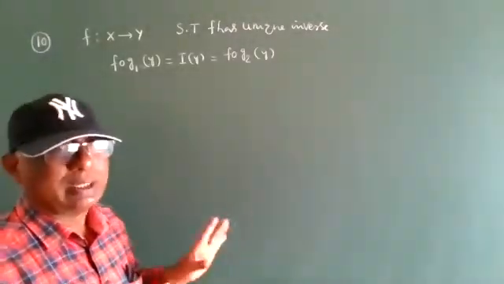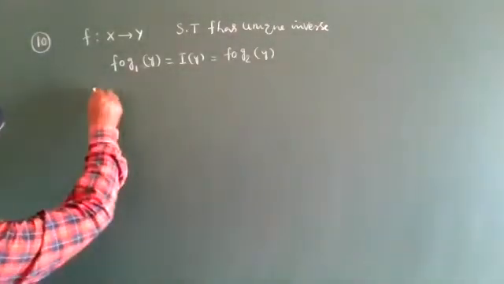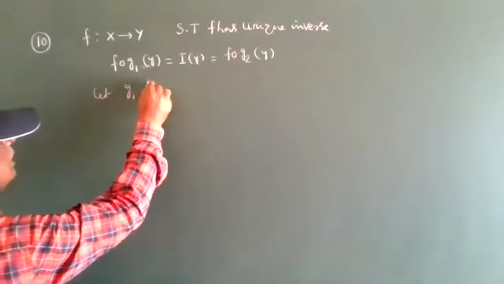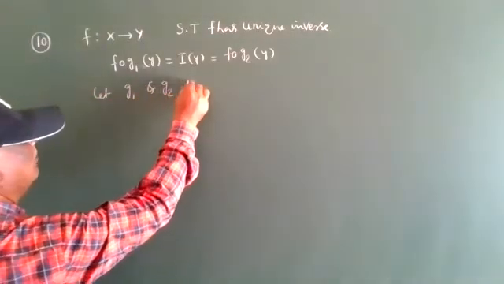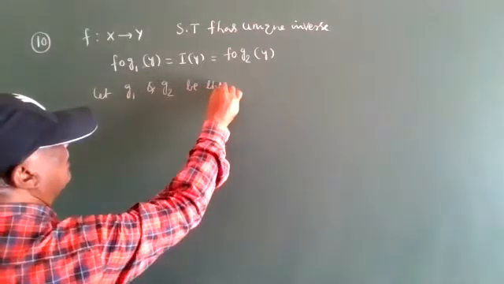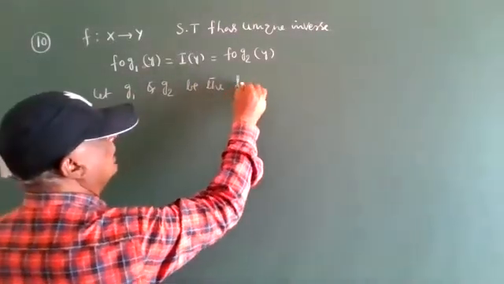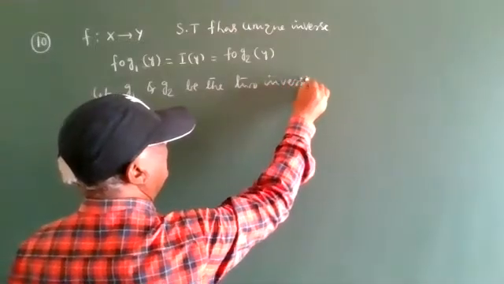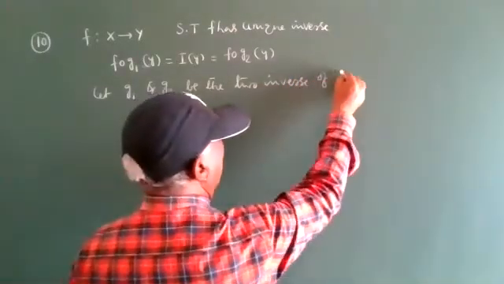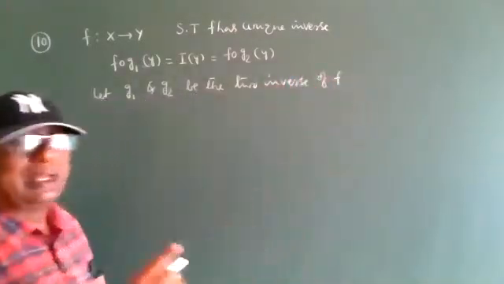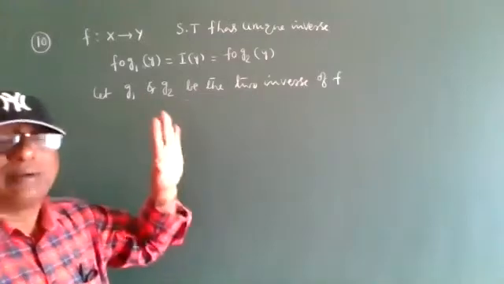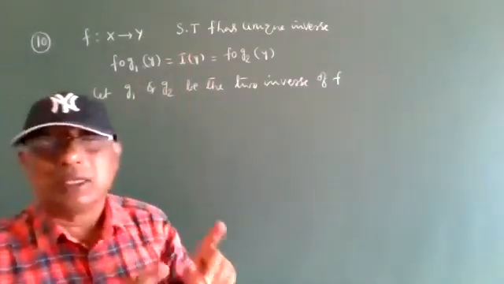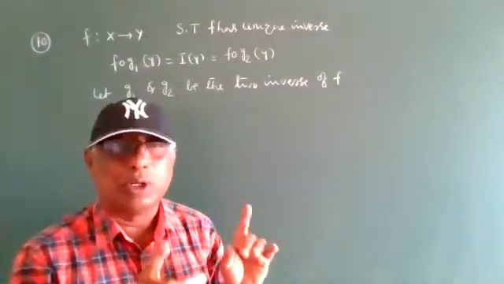How can you show that? Let G1 and G2 be the two inverses of F. Suppose F is an element that has two inverses. I will start, and show that it has only one inverse, meaning G1 is equal to G2. I am going to show that.